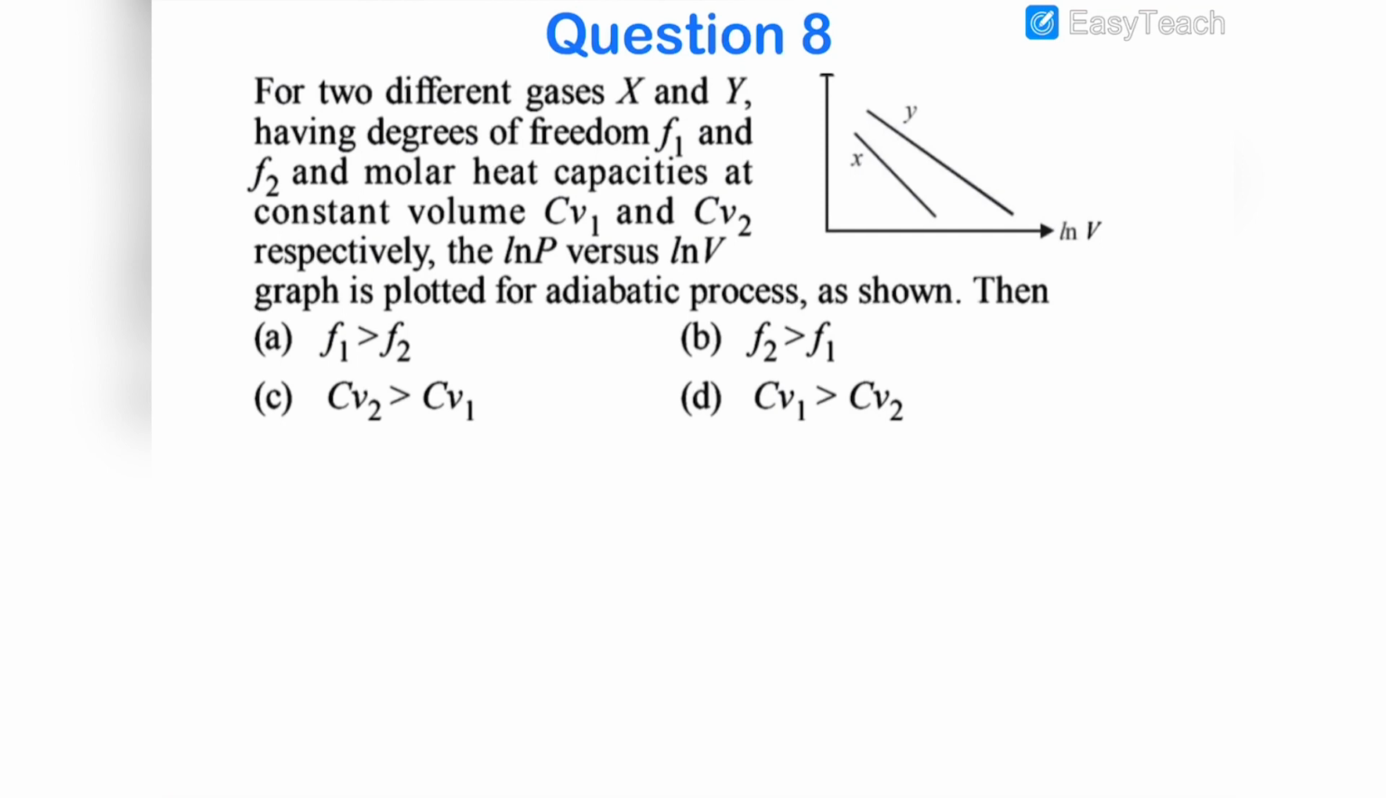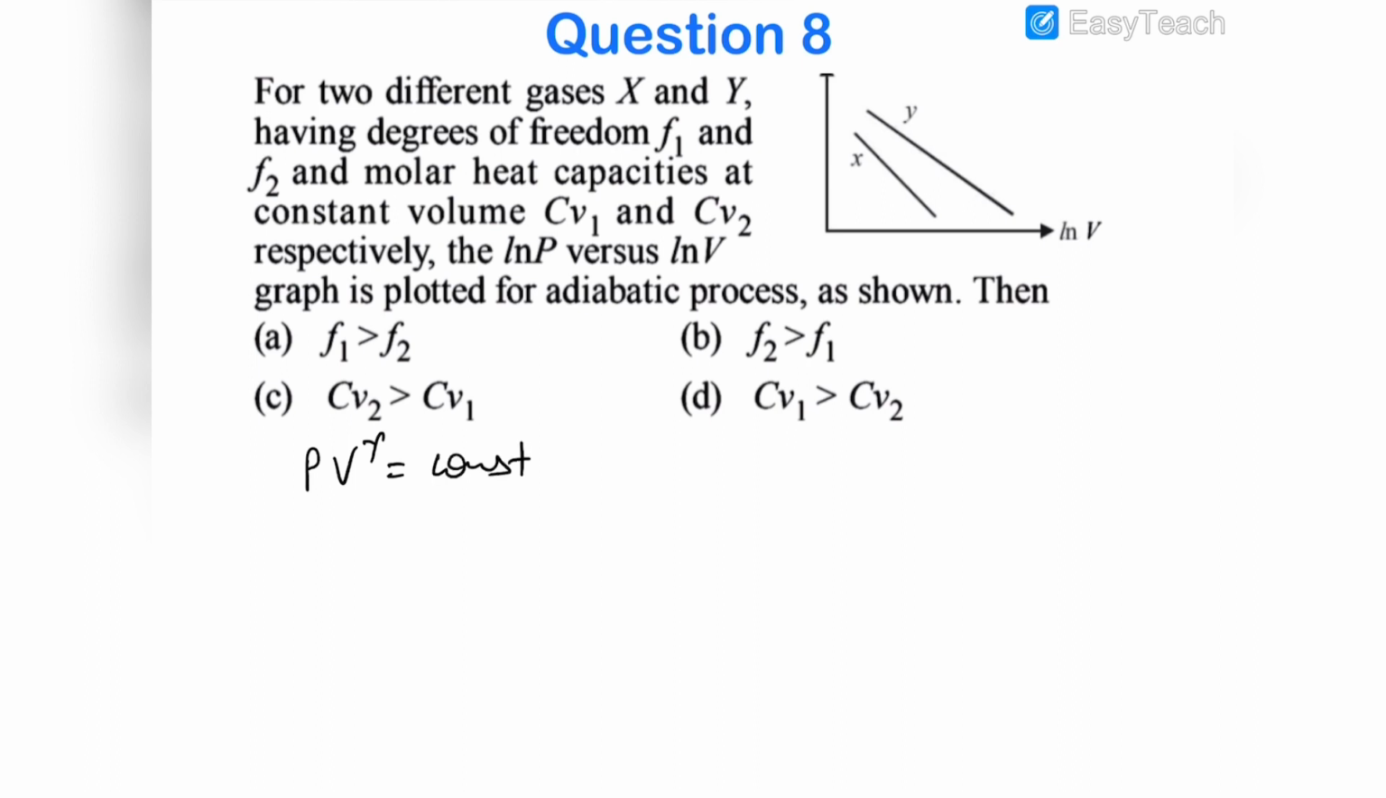In this question, you can see that there are two plots between ln P and ln V, where P is pressure and V is volume, for two different gases X and Y having degrees of freedom F1, F2 and molar heat capacities at constant volume CV1, CV2. These plots are for an adiabatic process, and we have to choose the correct one. First of all, PV to the power gamma is equal to constant. This is the equation of an adiabatic process.